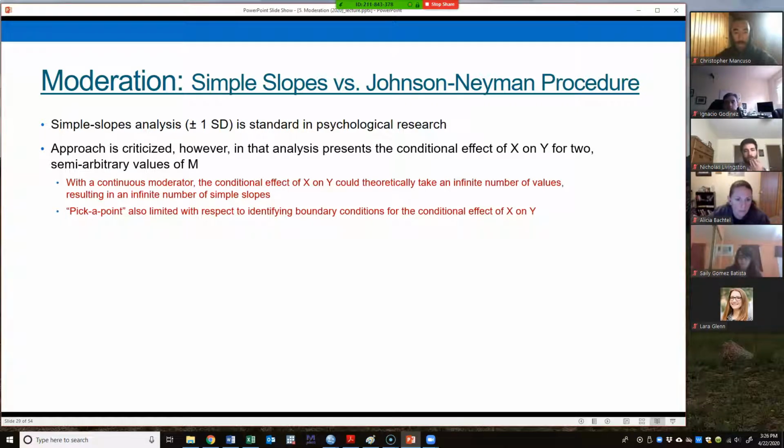If your moderator is continuous, like our first effect, when pain was the moderator of the relation between PTSD and functioning, the conditional effect of x on y could take an infinite number of values, right? If pain is a true continuous variable, there's a whole range of values that might look like, right?